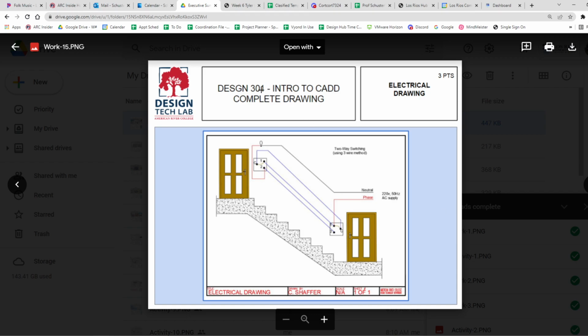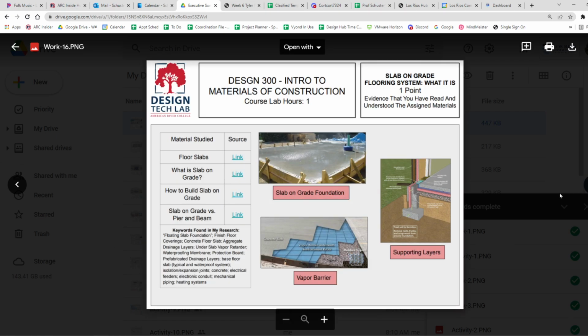This one was back from Design 301, and it's very simple. It's easy. It says do an electrical drawing, and here's an electrical drawing. And so this one, they don't have to be complex. This is a very clean, nice presentation. Does not need to be complex.